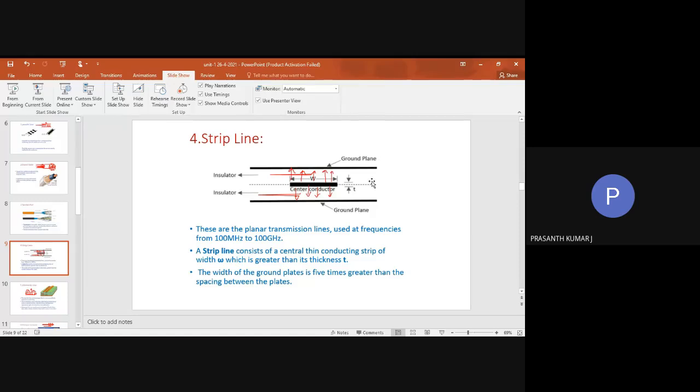A strip line consists of a thin conducting strip of width W, which is greater than its thickness. Here we see the strip line, this is the center conductor, and these are the outer conductors. So what we understand is two conductors separated by dielectric material. The fields are shown by red arrow marks. The electric field is between the center conductor and the ground plane.